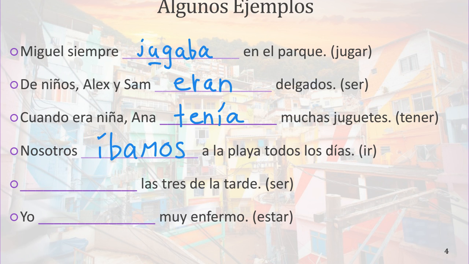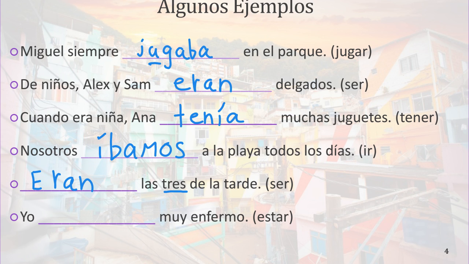The next one here, I know it looks like there's not a subject if you read the whole sentence. La tres de la tarde. So we're wanting to tell what time it was, okay? And remember that we always use the imperfect tense to tell time. So since it's plural, tres, it's kind of like saying ellos or ellas. So we're going to say eran las 3 de la tarde. It was 3 in the afternoon.